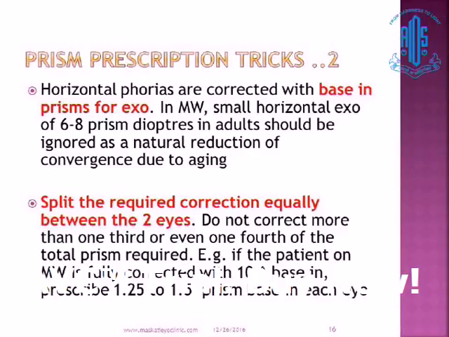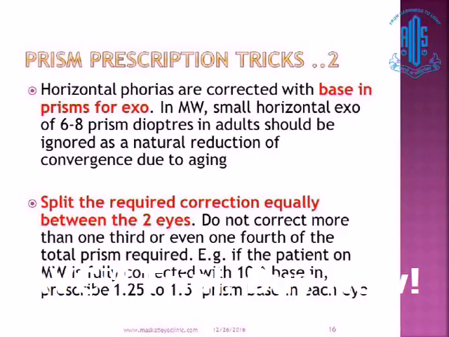Do I give him 12 prism? No. Patient will get headache. It's too much. So you reduce it by 1/3 or 1/4. So that means I will give a total of say 3 prism diopter. And I will split it. So I give 1.5 prism diopter in right eye, 1.5 prism diopter in the left eye. So you split it, so you reduce it and you split it.